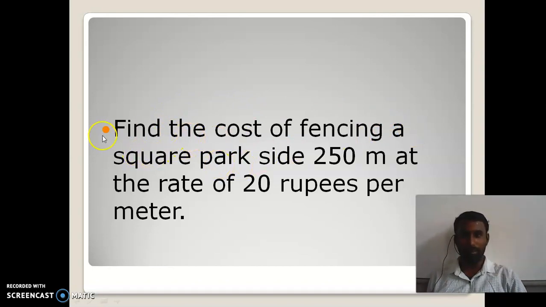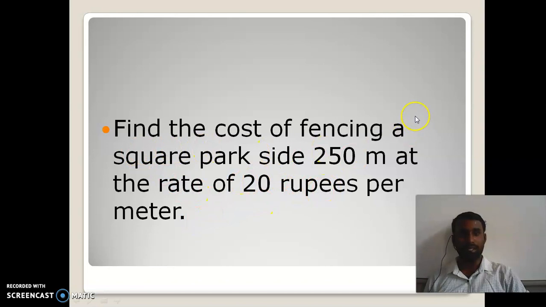So what is the shape? Square. Okay, first identify the shape and what they asked. What is the given value? Okay, so park side 250 meter. So that means in that square, the side is 250 meter. If you see here, side 250 meter, at the rate of 20 rupees per meter.